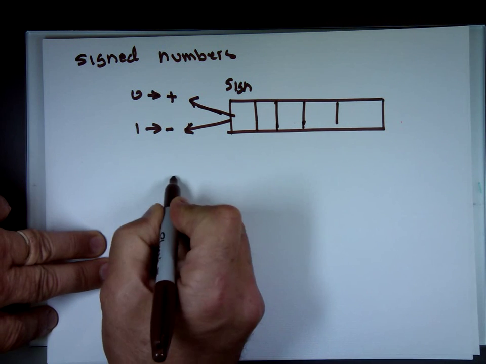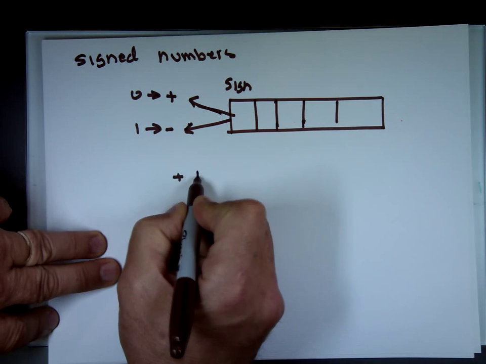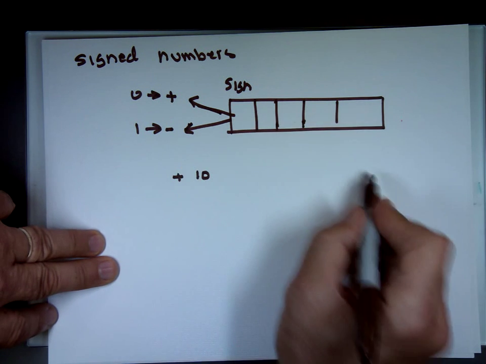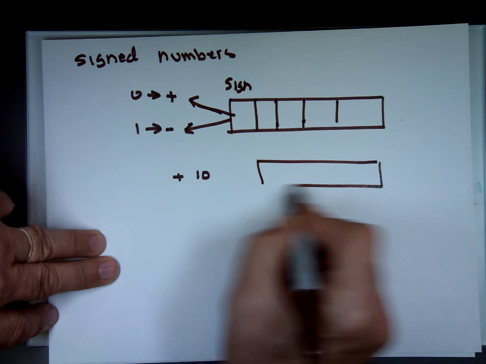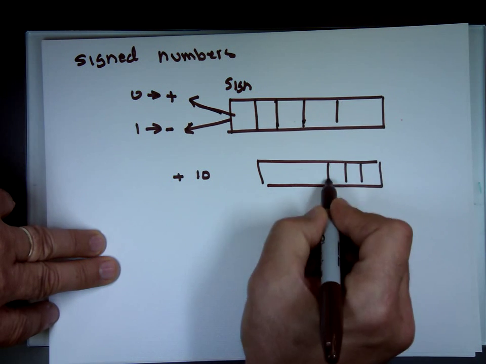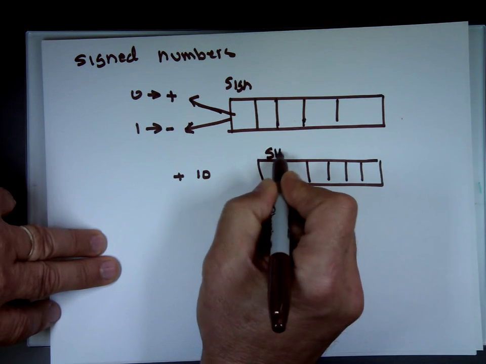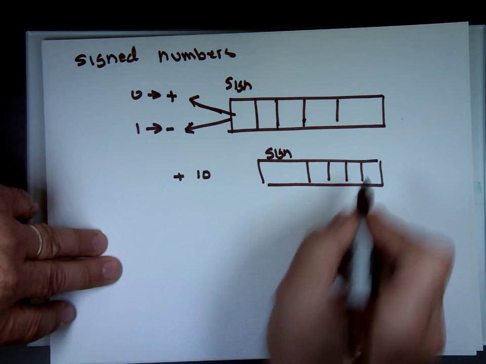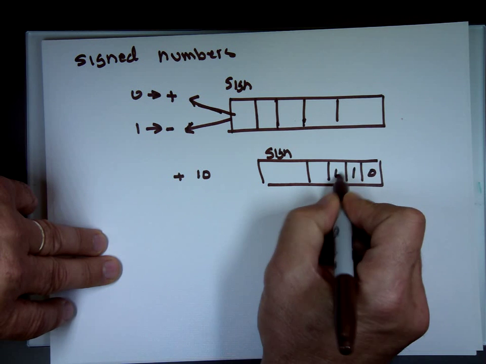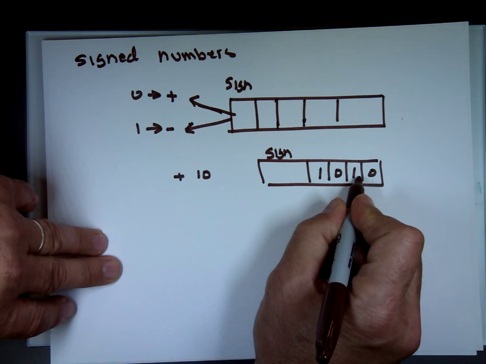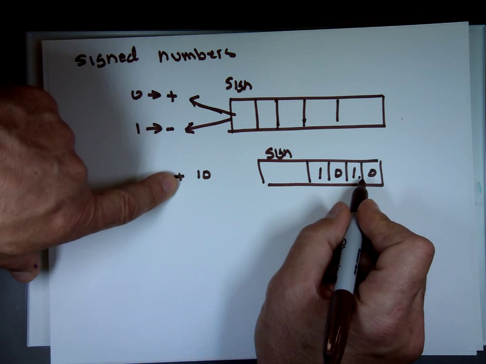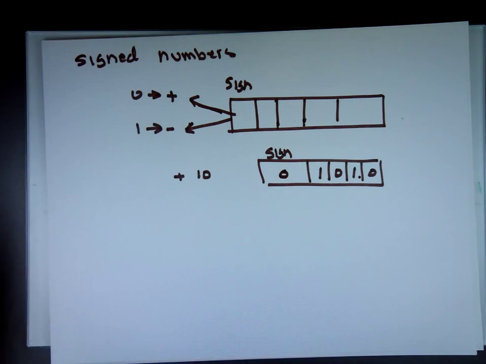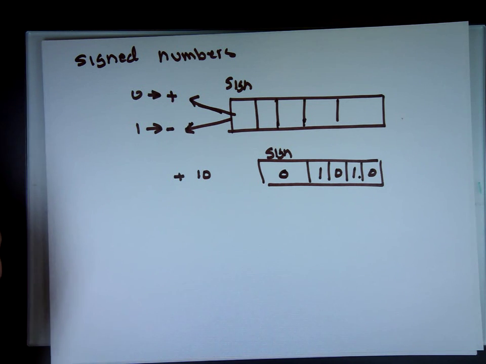So if I want to write plus 10, 1, 2, 3, 4, and this is the sign here. 10 is what? 2 and 8? 0, 1, 0, 1. 8 and 2, that's 10. Because this number is positive, then this sign will have to be what? 0. 0 means positive number.